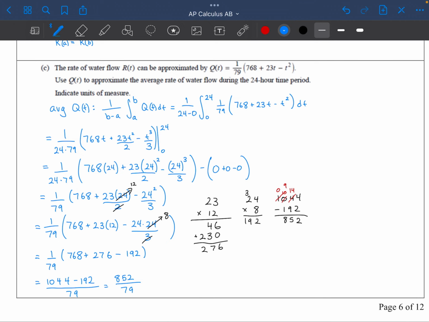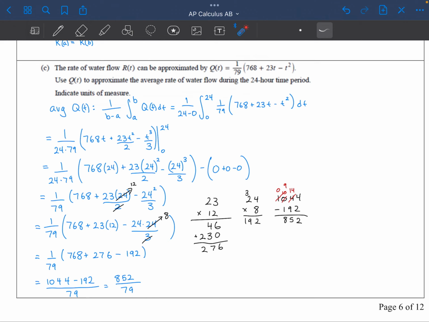Did we even answer the question? Okay, we answered everything except for the last part. We approximated the average rate of flow. It's that gross fraction, but we didn't indicate units of measure. So make sure you answer the complete question. Always come back at the very end. This is something that it took me a long time to learn. Always come back and reread the question. Make sure you answered everything.